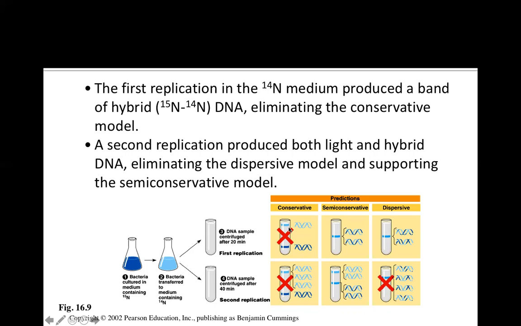The conservative model says that we should have only light and only heavy, whereas the semi-conservative says that we should have light and a combination thereof. So after the first replication, we should only have 1 band because it's a mixture. For conservative, we should have 2, and it didn't show up that way. For dispersive, we should only have 1, which shows up here, but then we have variations down here. We don't end up with the light-only band, which we do get out of this.